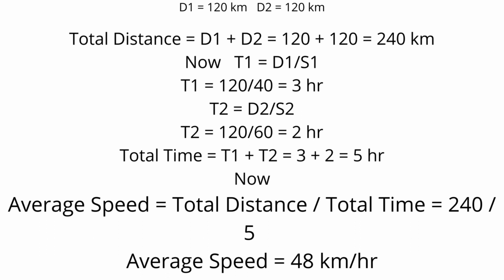So the total time taken is T1 plus T2, 3 plus 2, 5 hours. So 240 divided by 5, so 48 kilometers per hour. So option 3 is the correct answer.